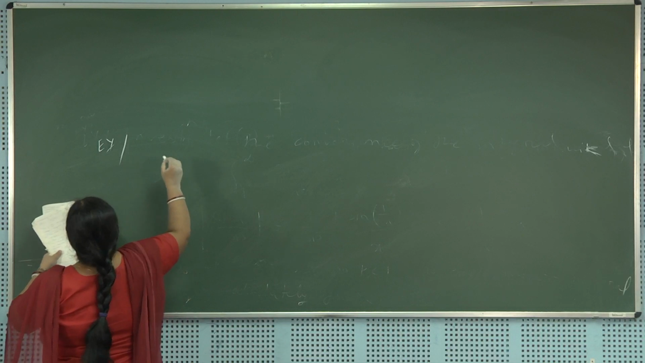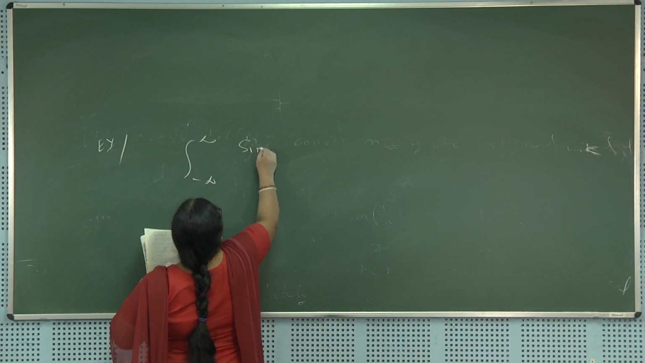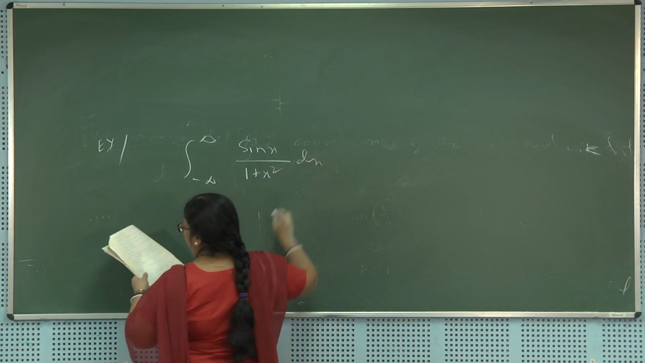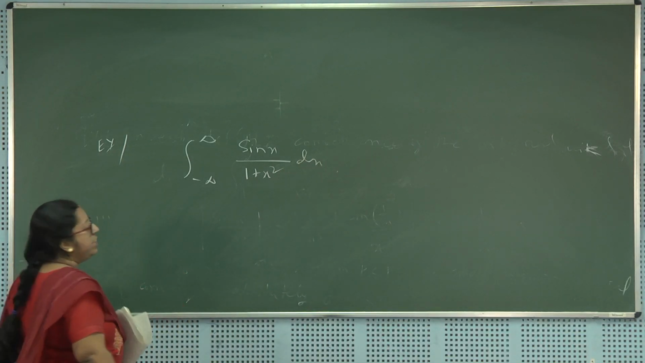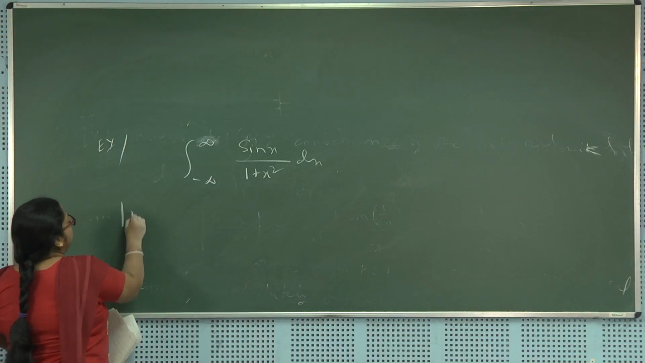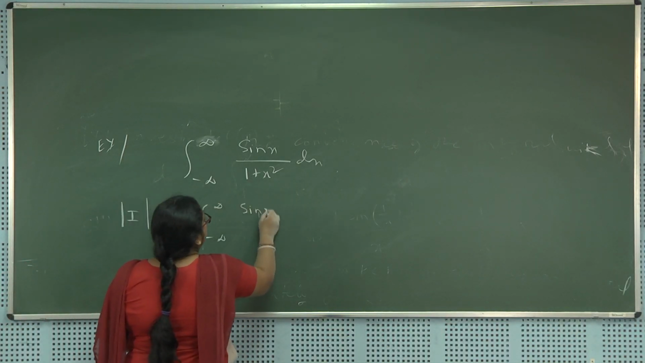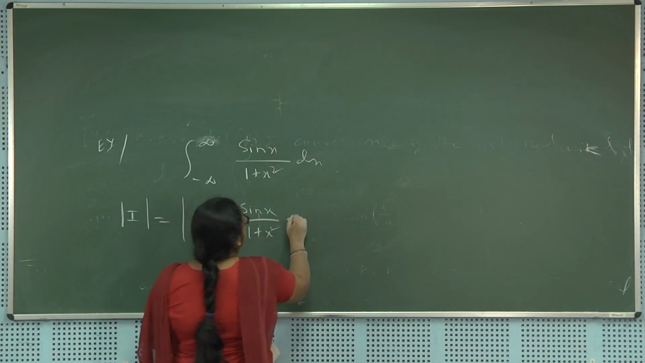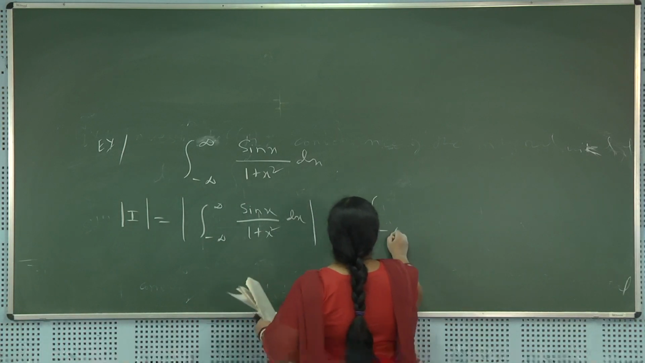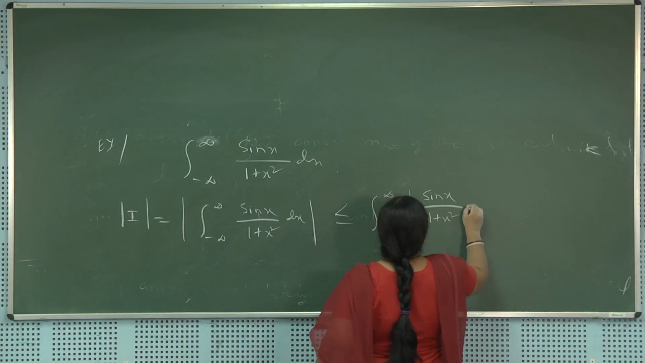Exercise: consider this integral from minus infinity to infinity of sin x upon 1 plus x square dx. Again you can see this function will change sign from minus infinity to infinity, hence you have to consider the absolute value. So we take the mod of I, the absolute value of the integral from minus infinity to infinity of sin x upon 1 plus x square dx. And now you know that this will be less than or equal to the integral from minus infinity to infinity of mod of sin x upon 1 plus x square dx.